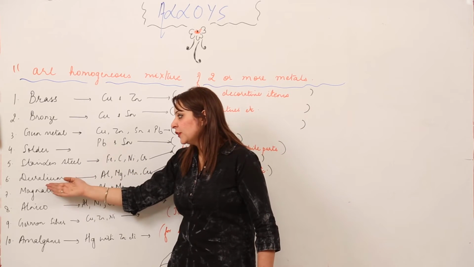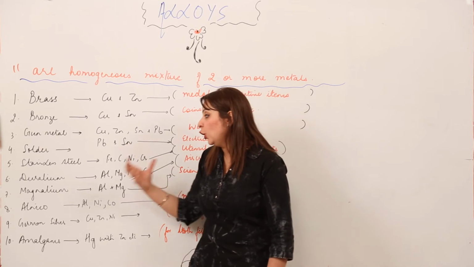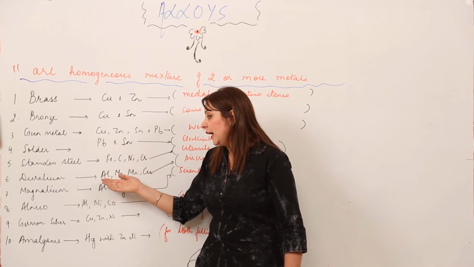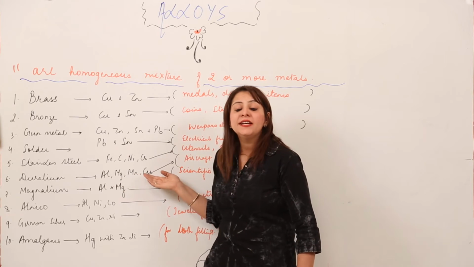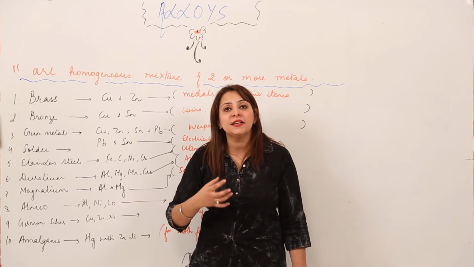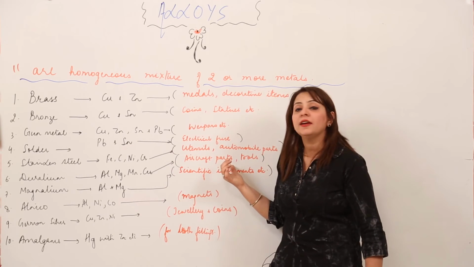Next is duralumin. See, duralumin plays a very important part because it is one of the alloys of aluminium, in which the aluminium is mixed with magnesium, manganese and copper, and it has the property that it is lightweight, and due to this property it is used in making aircraft parts.